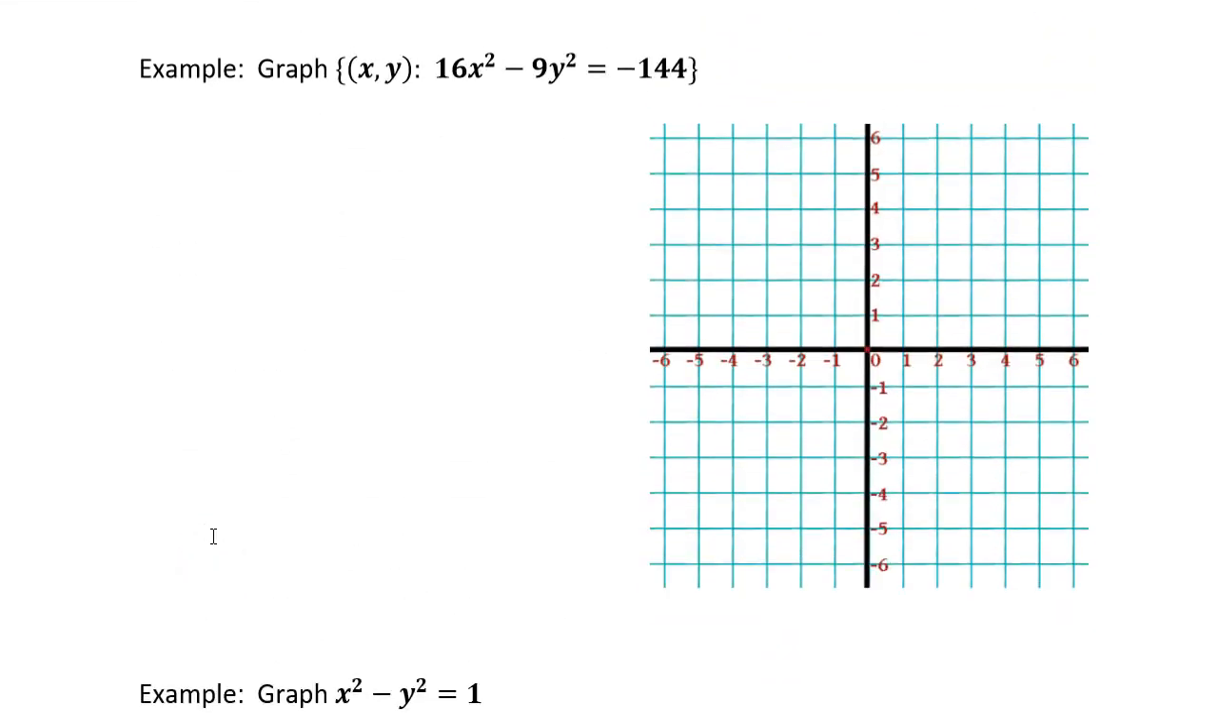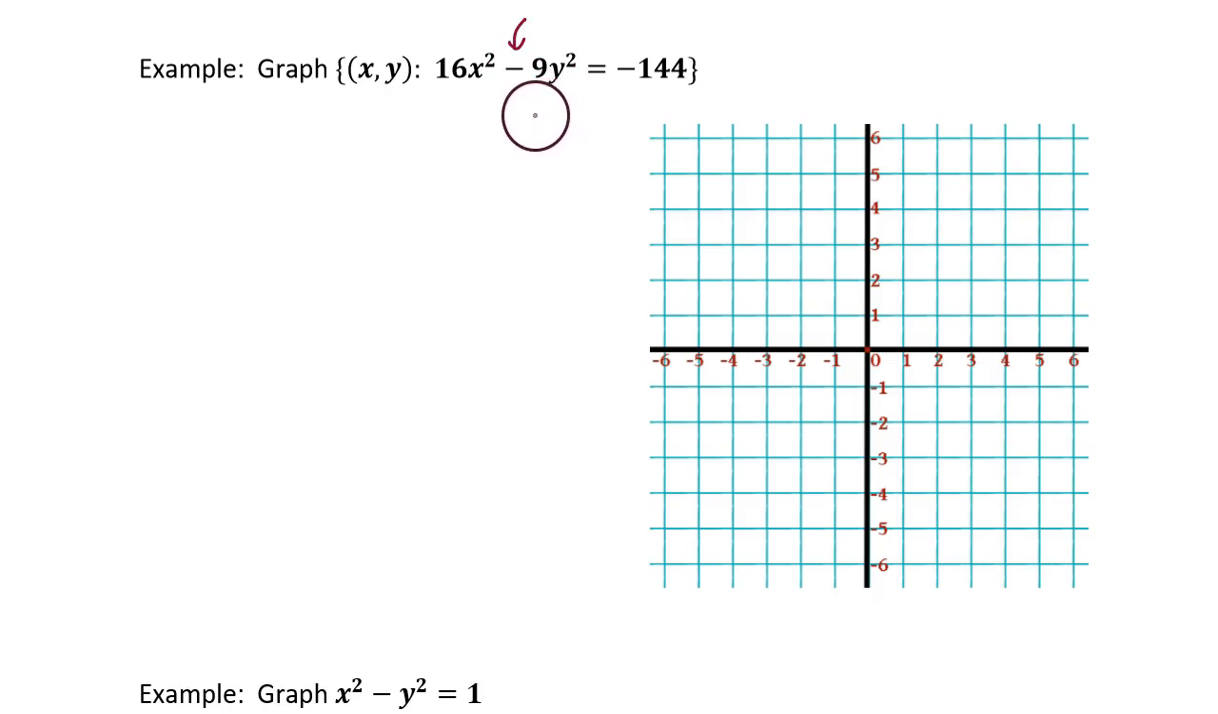Let's try another example. Here we have a quadratic equation. It has an x squared and a y squared. So because of that, it's not a parabola. Now, is it an ellipse or a hyperbola? It has subtraction, so I'm thinking it's probably a hyperbola.